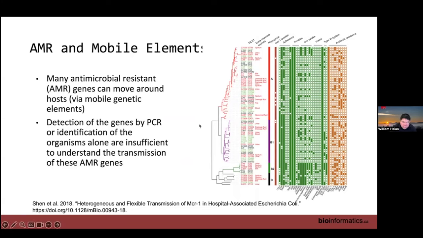This study highlighted how a tree that's constructed based on the genomic backbone, or based on the common core genes of the different strains of bacteria, using specifically MLST, which you'll learn a bit more about later on, and looking at the presence of various types of AMR genes, or ARGs, and also the different types of virulence factors, you can see from the randomness of the heat map here that the mobile genetic elements have resulted in the distribution of these virulence factors and antimicrobial resistance genes not following the phylogenetic signals.